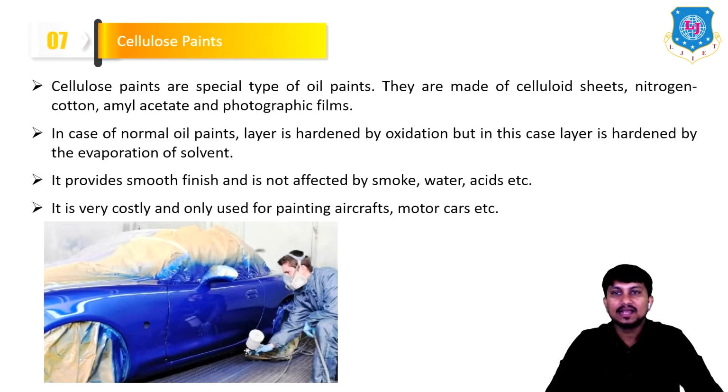Seventh type of paint is cellulose paint. The cellulose paints are a special type of oil paints. They are made of celluloid sheets, nitrogen, cotton, amyl acetate, and photographic films. In the case of normal oil paints, the layer is hardened by oxidation, but in this case, the layer is hardened by the evaporation of solvent. This type of paint provides a smooth finish and is not affected by smoke, water, acid, etc. It is very costly and is only used for painting aircraft, motor cars, etc. This is how cellulose paint looks like.